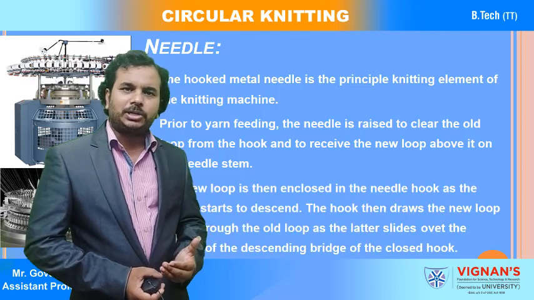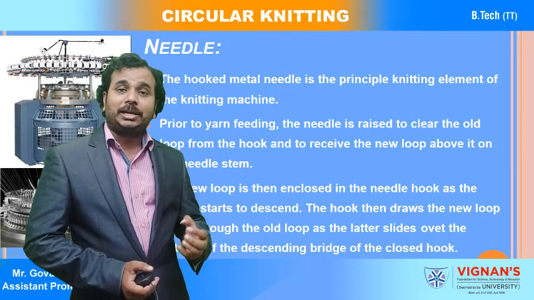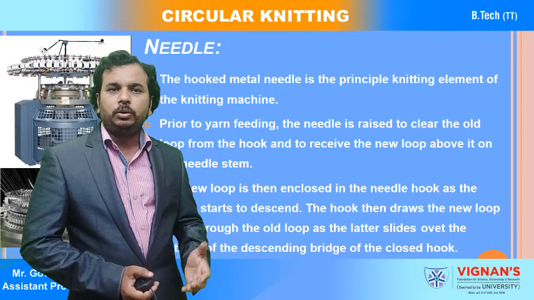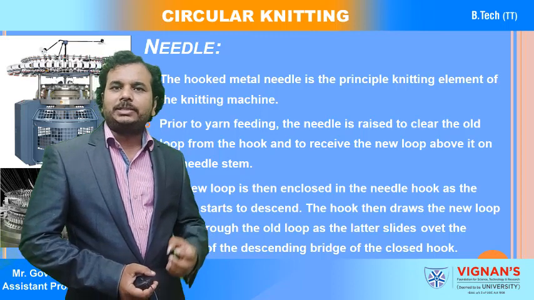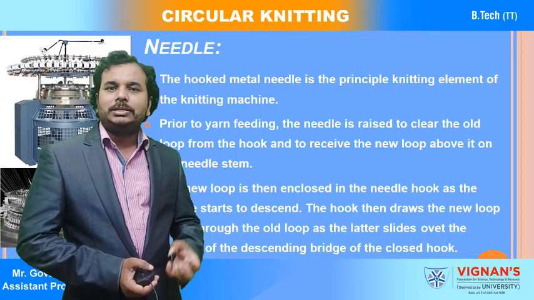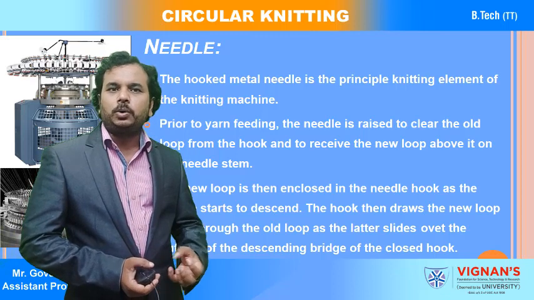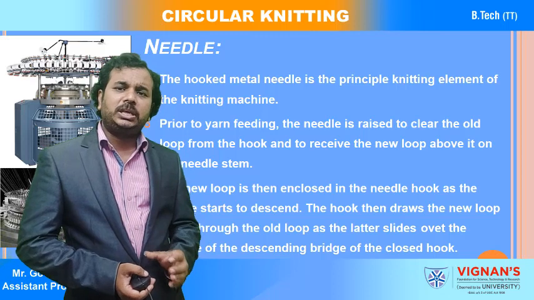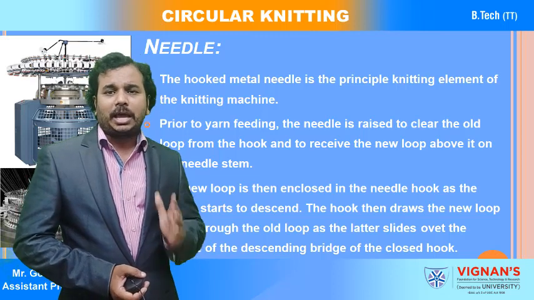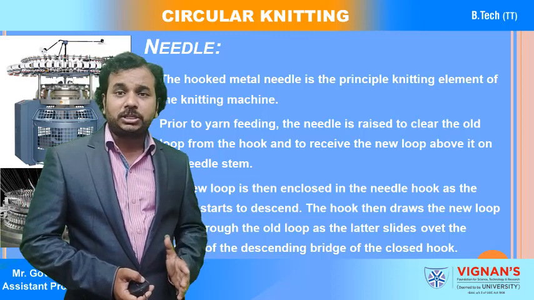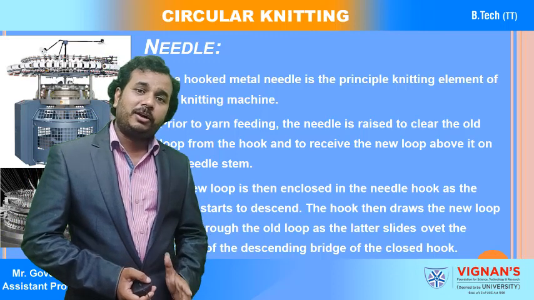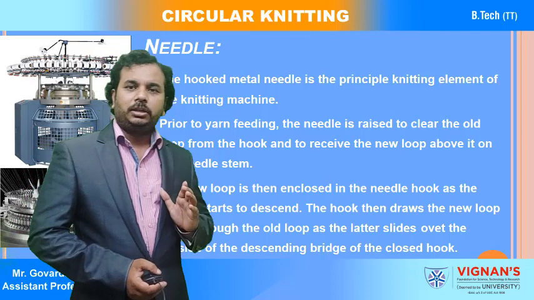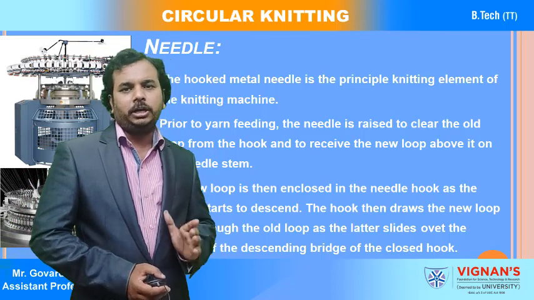As the needle starts to descend, the hook then draws the new loop down through the old loop, as the latch slides over the outside of the descending bridge of the closed loop. So the loop formation sequence is similar to what we have discussed in the previous sessions. Okay, so the loop formation of the latch needle is the same in the case of two bed knitting machines.